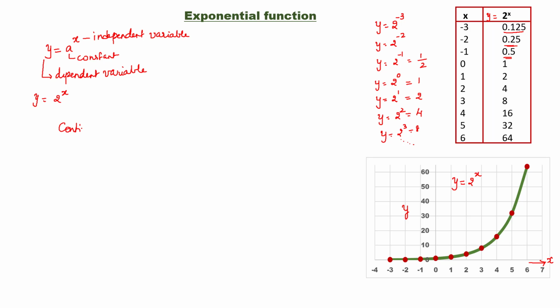Now, the exponential function is always a continuous function. This is a very important thing to be noted. It is a continuous function. That means one can draw the curve of the exponential function without lifting the pen from the paper. Also, the condition for the exponential function is that if f of x is equal to a power x, then a should be greater than 0 and a should not be equal to 1.